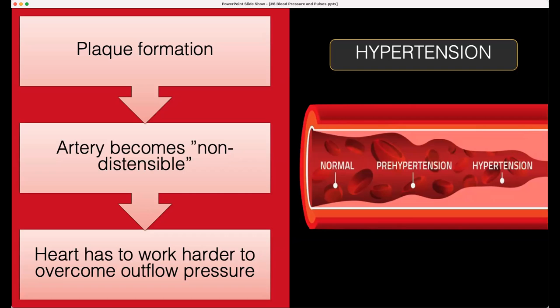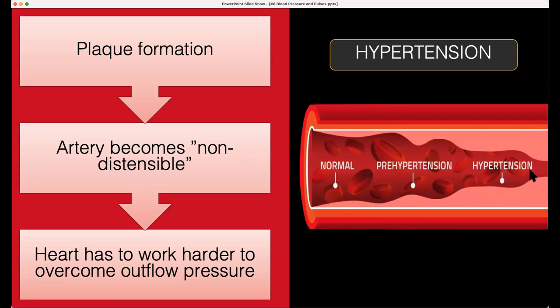So going back to hypertension, remember hypertension is kind of cyclical in nature, because the high flow of blood, the turbulent flow of blood, creates plaque. And then this plaque develops, and then prehypertension starts and hypertension follows.